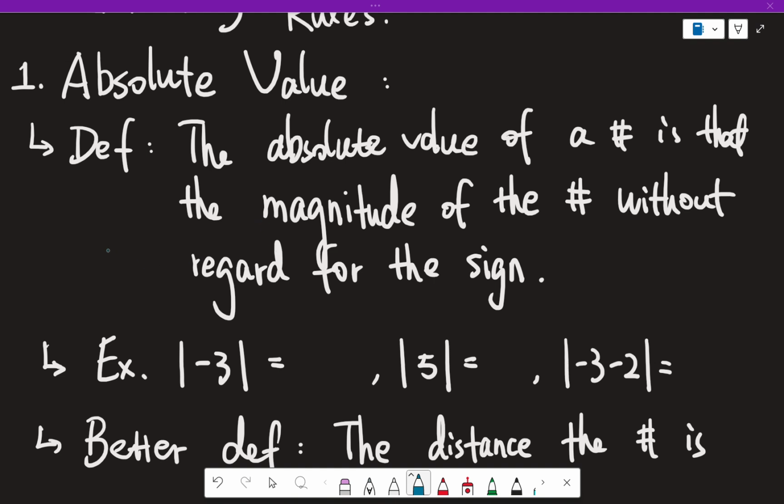We usually use two vertical bar lines to represent that, so we can say the absolute value of x. An example would be the absolute value of -3. We only take the magnitude of -3, not the sign, so it's just 3. The absolute value of 5 is just the magnitude of 5, which is 5. The absolute value of -3 minus 2 is the absolute value of -5, and it's just the magnitude of -5, which is 5.